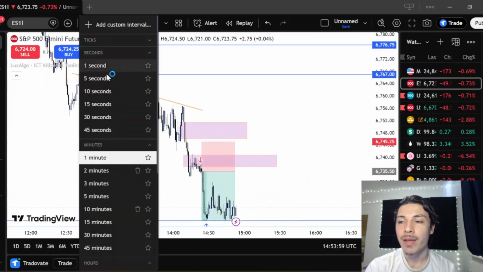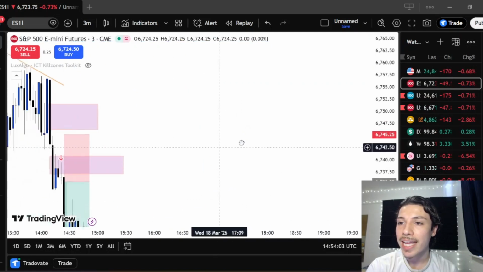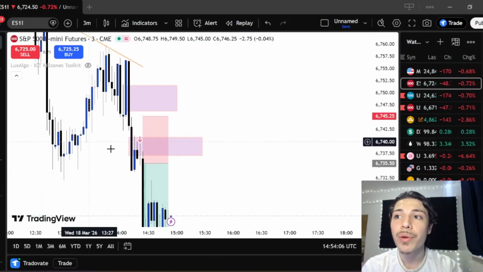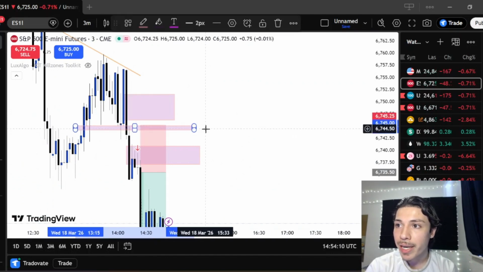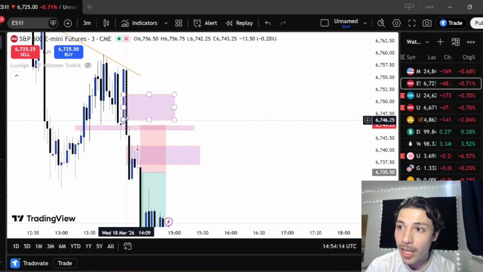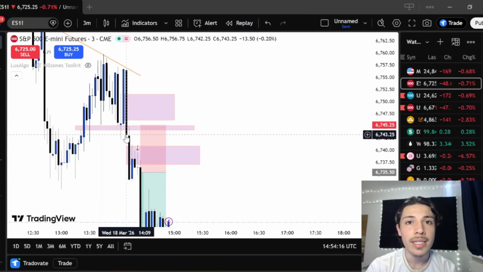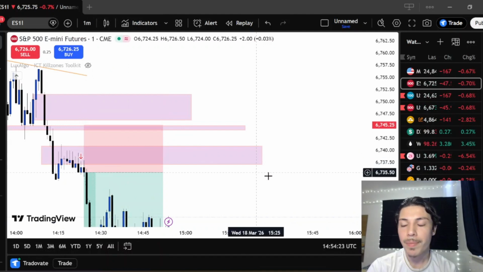Then what did I wait for? I wanted to see a 3-minute or a 5-minute fair value gap get inversed to confirm to me that we were flipping structure from bullish to bearish. And as you can see, this 3-minute bullish fair value gap here that was previously respected once and twice got inversed with this candlestick closure. Once we inversed it with this candlestick closure, I thought, perfect. Let's drop down to the 1 minute time frame.